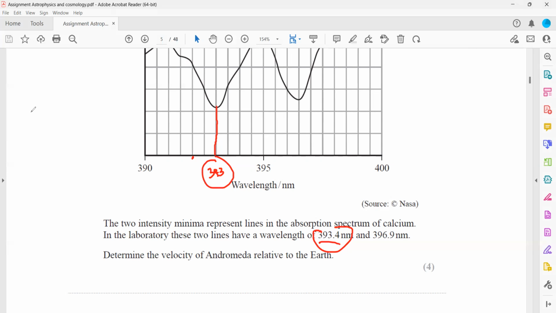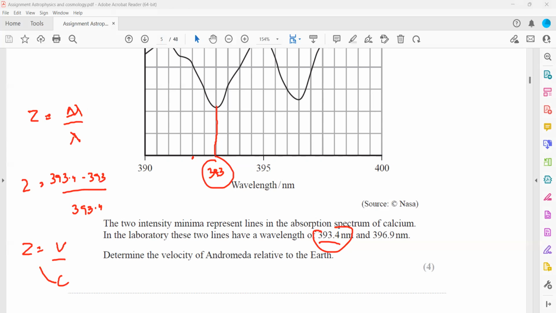First we'll work out the redshift, which is the change in wavelength divided by the original wavelength. So what is the change? 393.4 minus 393, divided by the original wavelength 393.4. That will give us the redshift. After getting the redshift, the formula is: redshift equals the speed of the galaxy divided by the speed of light. So Z multiplied by c will give us the speed of the galaxy.